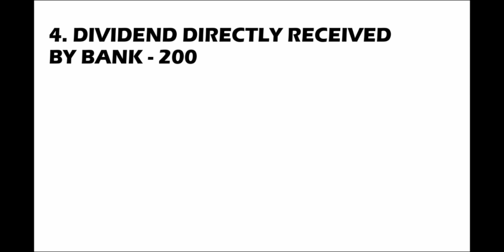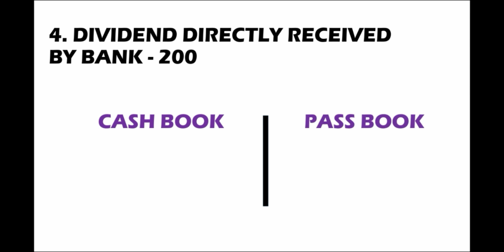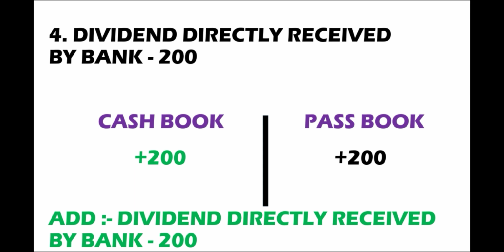Dividend directly received by bank. That means in our passbook we have entered plus 200 because it is received. That is, in the deposit column we have received 200. To make both equal, I am entering plus 200 in the cash book, because we have to make changes only in the cash book since we started this solution with the cash book. So add: dividend directly received by bank, 200.